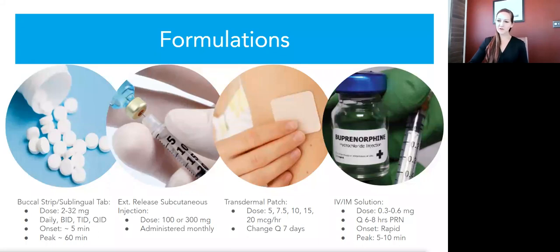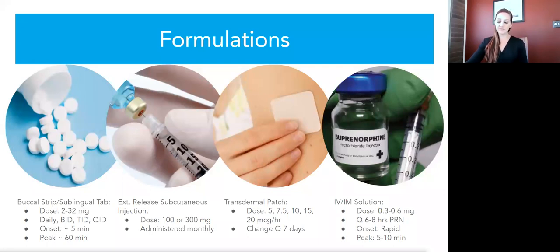Okay, so first one we're going to talk about is the buccal strip or sublingual tablet. This can be formulated as a monoproduct or in combination with naloxone. One of the common misconceptions that I've heard is that it's believed that the naloxone component actually helps to prevent respiratory depression, but that is definitely not true. So I just want to reiterate that that is not the function of the naloxone component. The naloxone component actually functions as a deterrent. It is inert when the tablet is taken sublingually, but it becomes active if the tablet is snorted or injected.